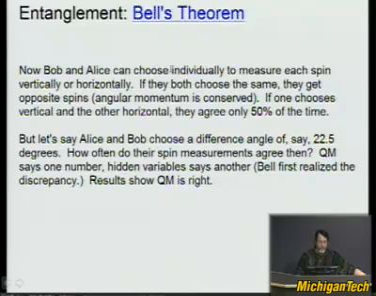So Bob and Alice, who we met last lecture, can choose individually to measure each spin vertically or horizontally, like they did last lecture. If they choose the same, like I reviewed last lecture, they get opposite spins with a 100% chance. If one chooses vertical and the other horizontal, they agree only 50% of the time. So that's part of this.